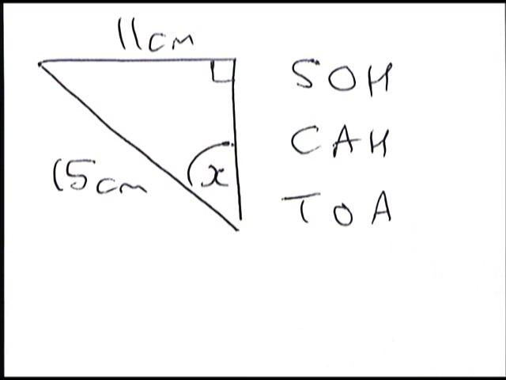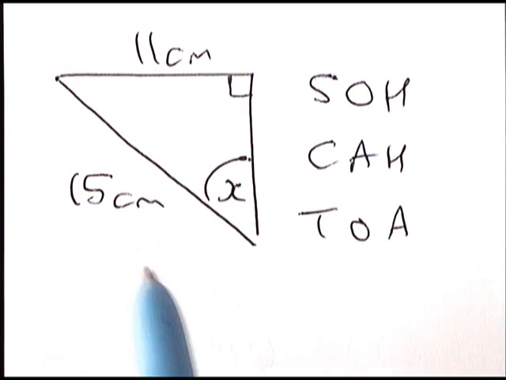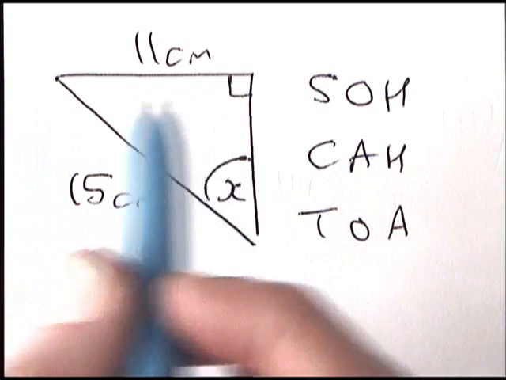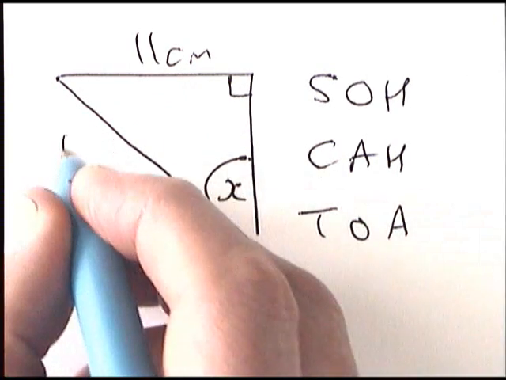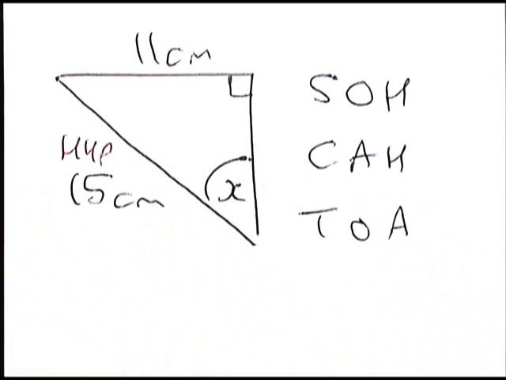First thing you've got to do in any question is label the sides. I suggest you start with the hypotenuse. It's the longest side, always the side opposite the right angle. This side here is going to be your hypotenuse.